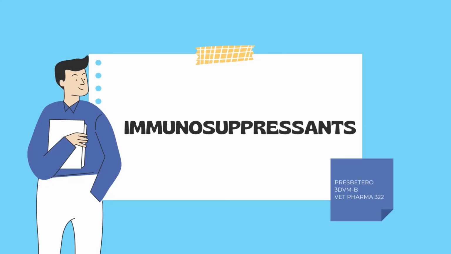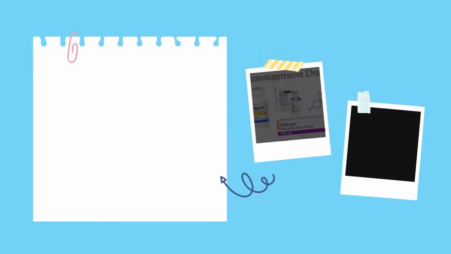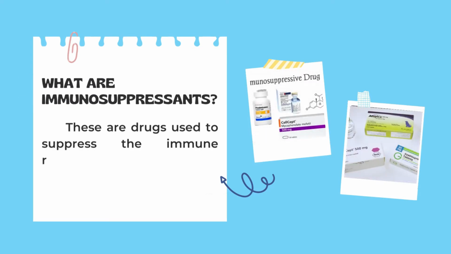Immunosuppressants. These are drugs used to suppress the immune response and administration. They are commonly used in transplants because in order for the body to accept or adjust to receiving a transplanted organ, immunosuppressants lower the body's ability to reject it.